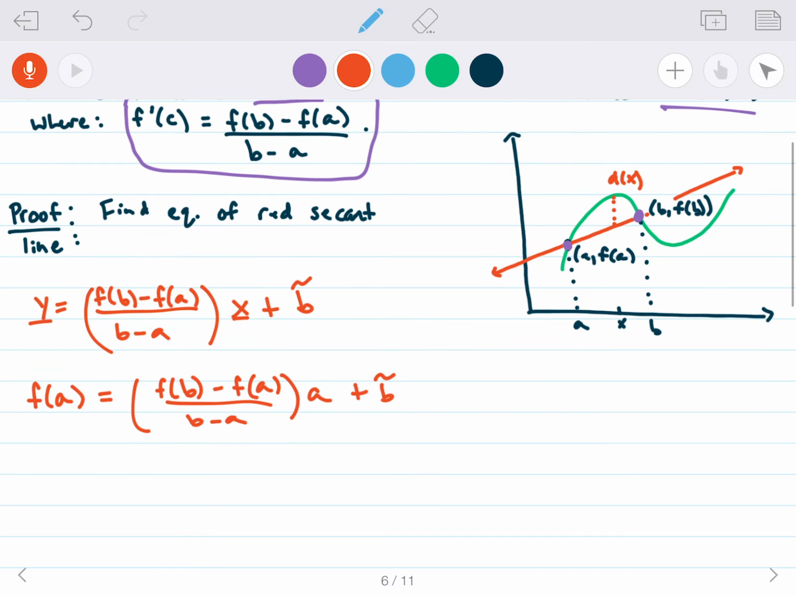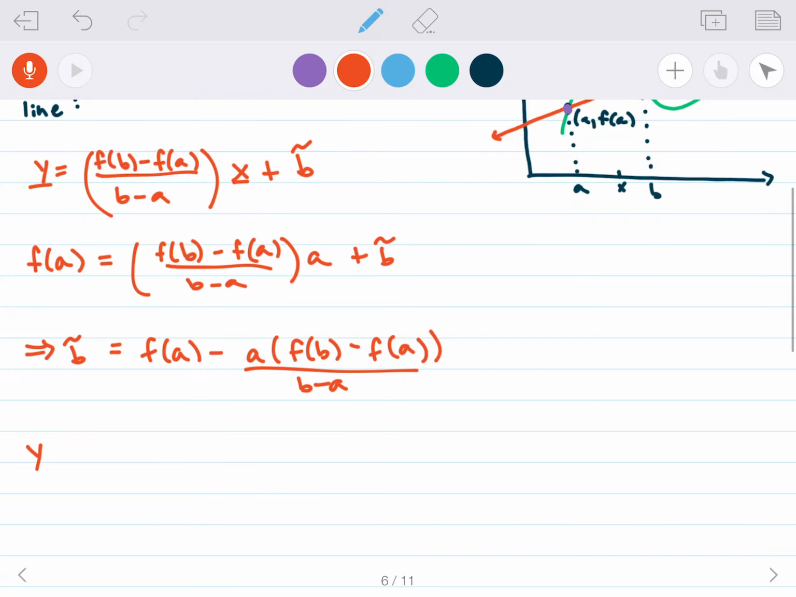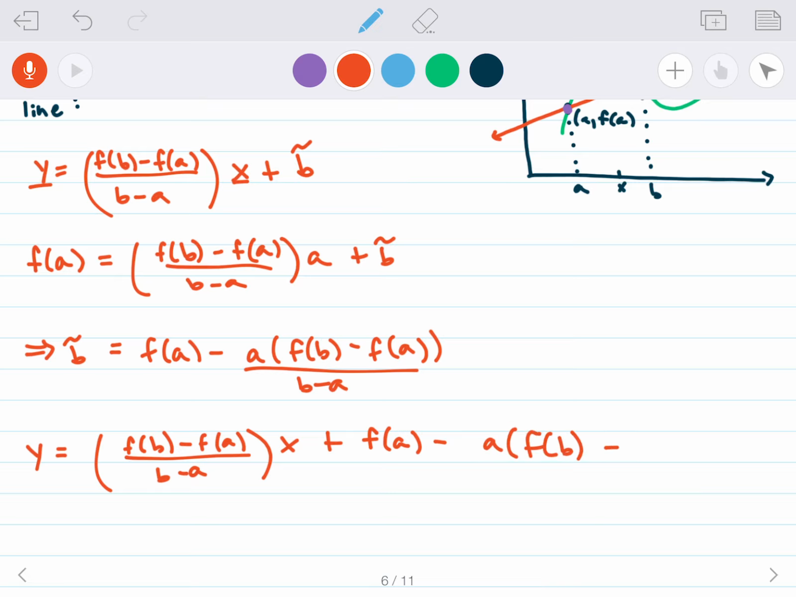Okay, and when you isolate b tilde, or our y-intercept, this is going to give us f of a minus a times f of b minus f of a, all over b minus a. Plugging this into the original equation, we have y equals f of b minus f of a over b minus a times x plus f of a minus a times f of b minus f of a, all over b minus a.